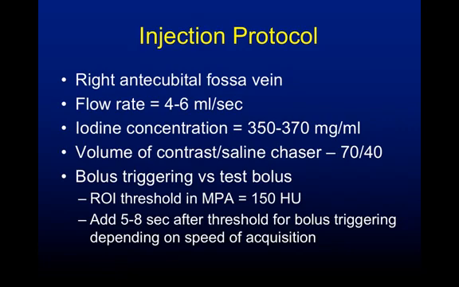For bolus triggering and test bolus, either of these two may be used. The ROI threshold in the main pulmonary artery is around 150 Hounsfield units. Remember to add 5 to 8 seconds after the threshold has been attained if you're using bolus triggering. And the number of seconds that you wait generally depends on the speed of your scanner.